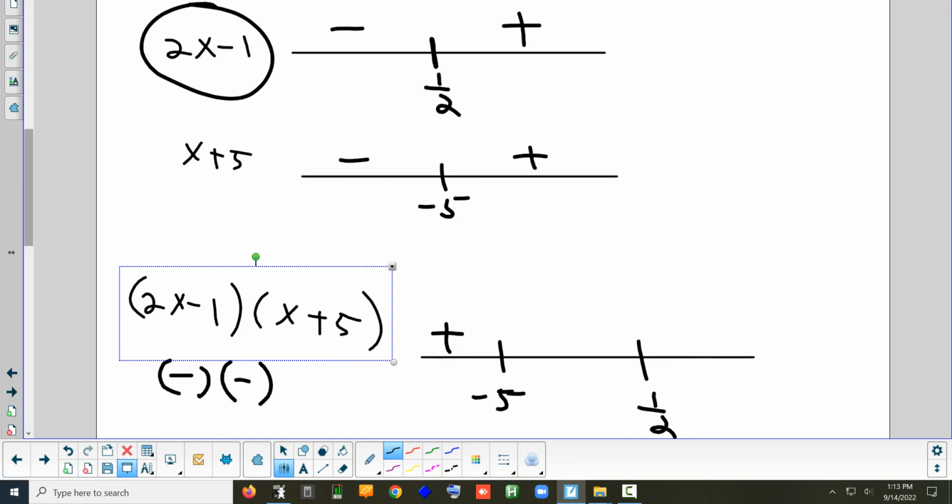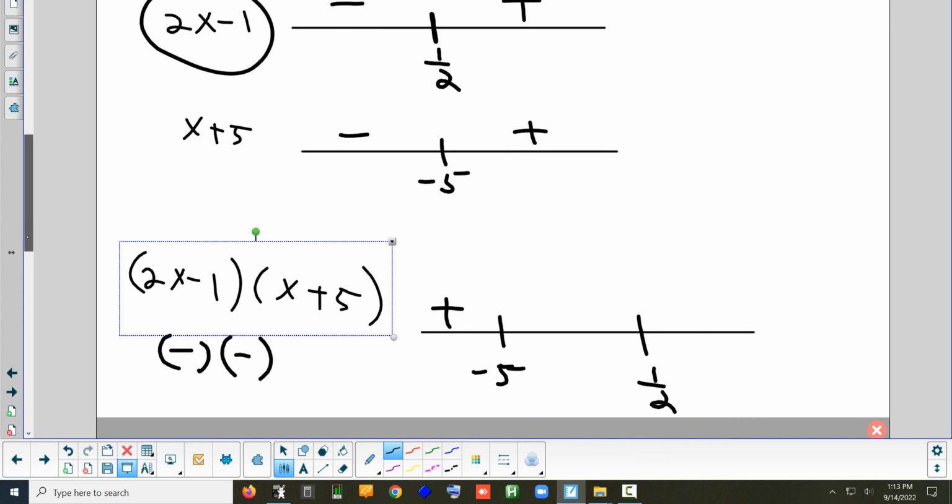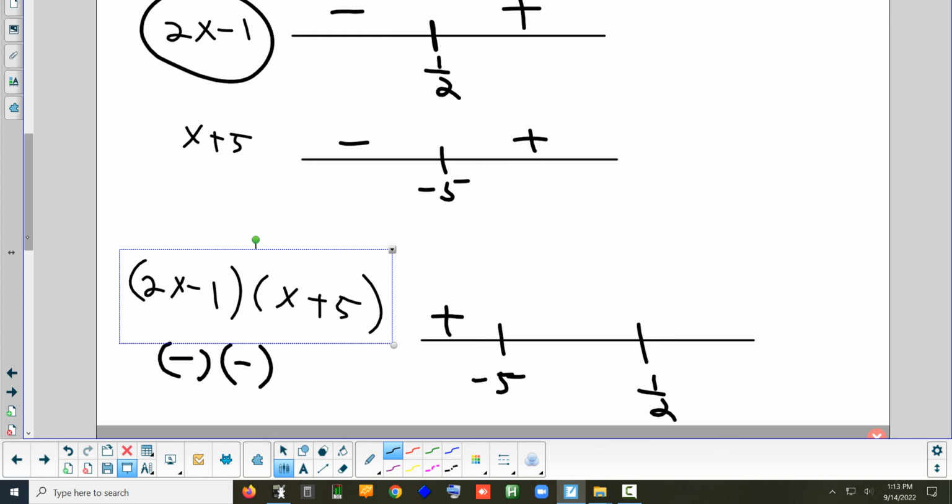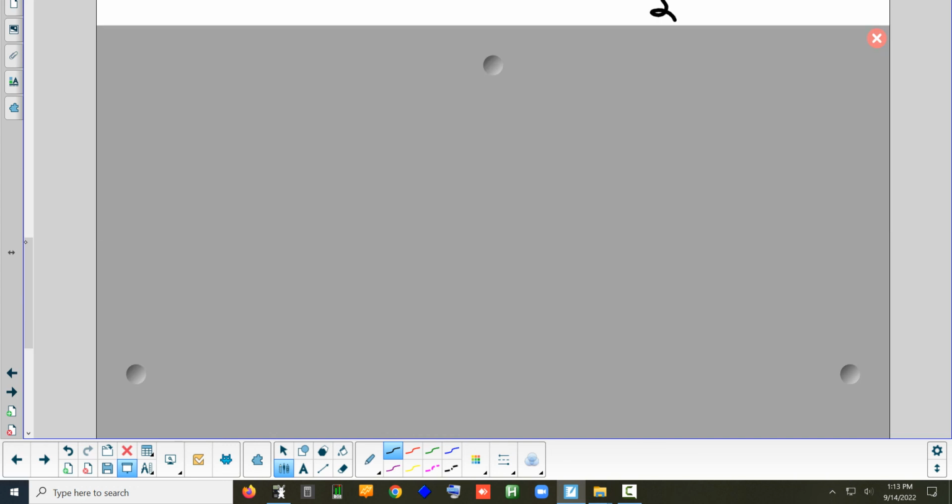Next section, between -5 and 1/2. If we look at the top number line, what section am I in if I'm between -5 and 1/2? No, -5 would be over here. Negative. Yes, you're in the negative section. So that's a negative.